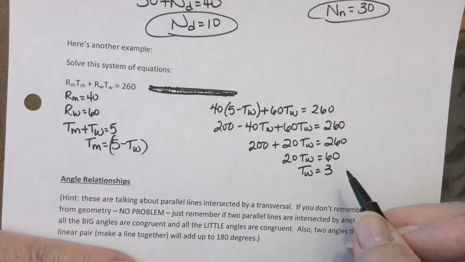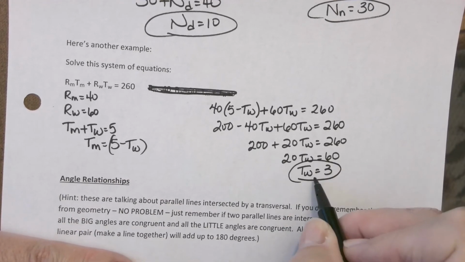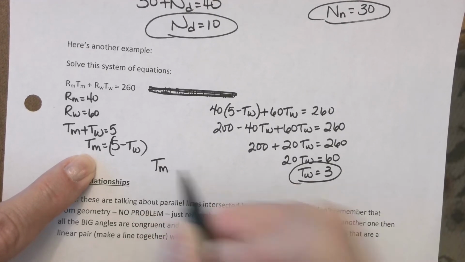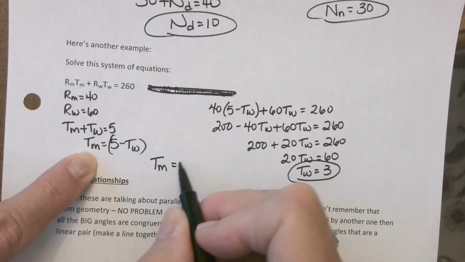So you get t sub w, got one of them, I need to find the other one. Well, that's really easy because I can just plug it in right here. And I can just do that in my head. I've got 5 minus 3, so that's going to be 2.